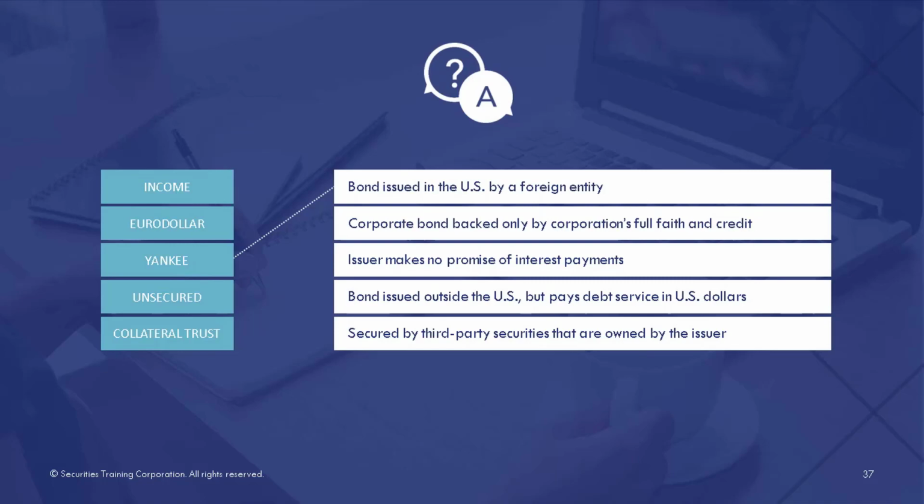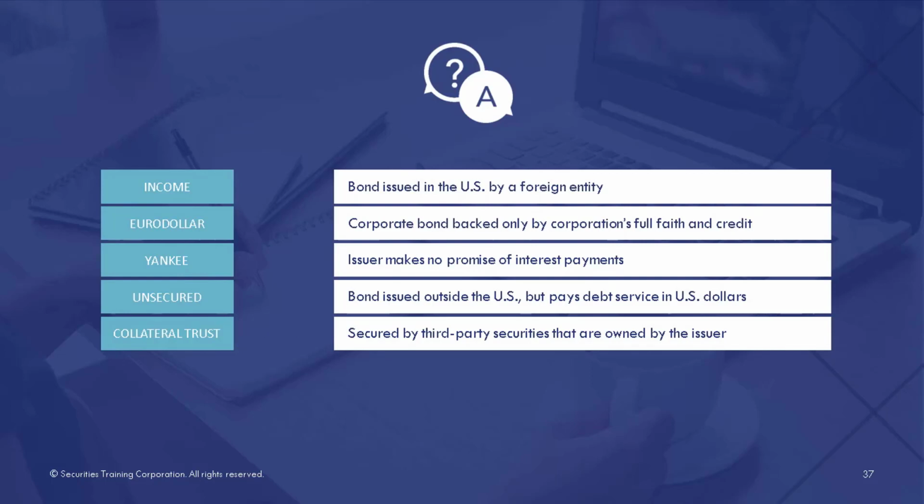Unsecured debt is a corporate bond backed by the corporation's full faith and credit, but there's no specific asset that's been pledged, sometimes referred to as a debenture. Okay, as a debenture. And the collateral trust bonds are secured by the securities of another company, or another issuer.